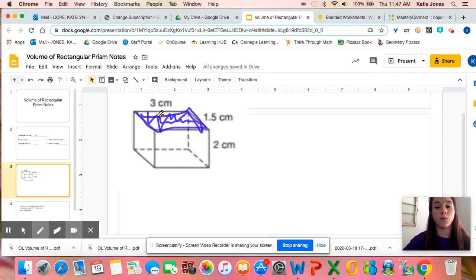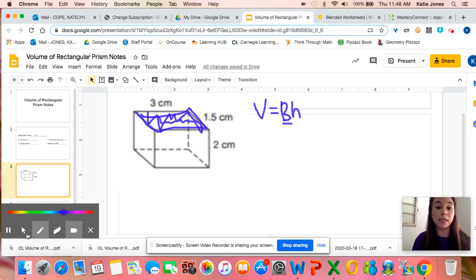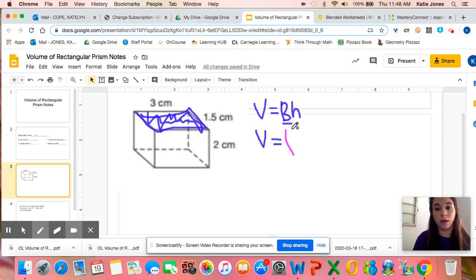So we're going to start off with our formula, V equals big B times H. And remember, big B stands for area of the base. So we need to replace that with our area formula for a rectangle. And the area formula, again, for a rectangle is base times height. So we're going to have V equals, replace it with base times height.